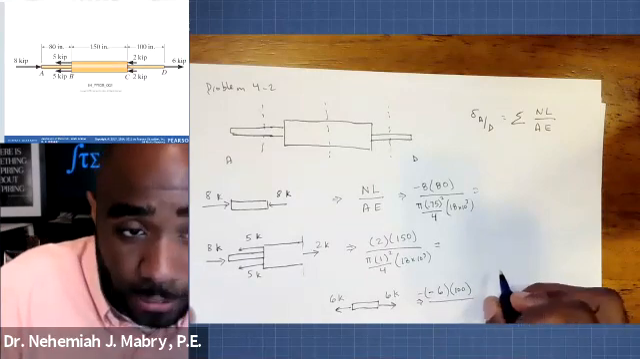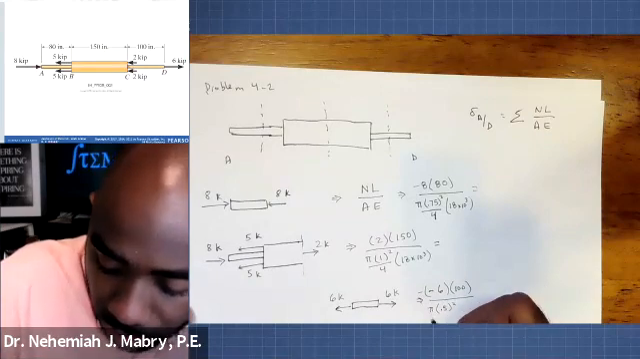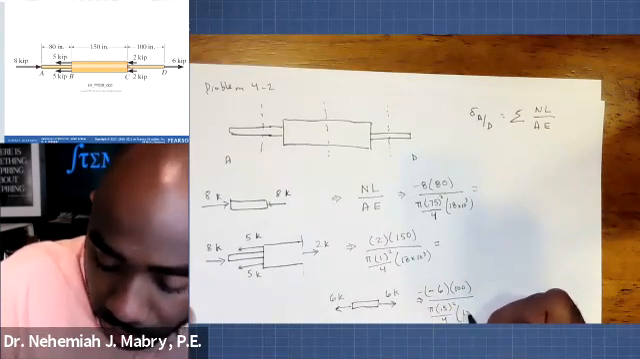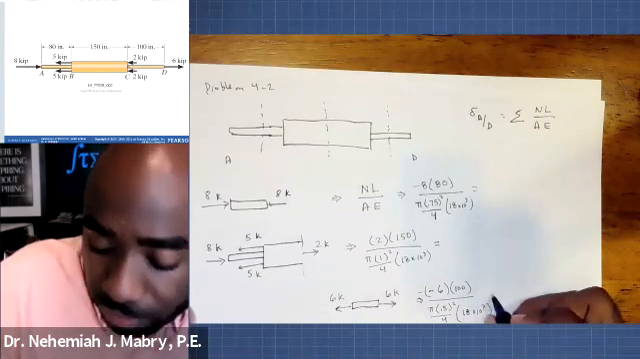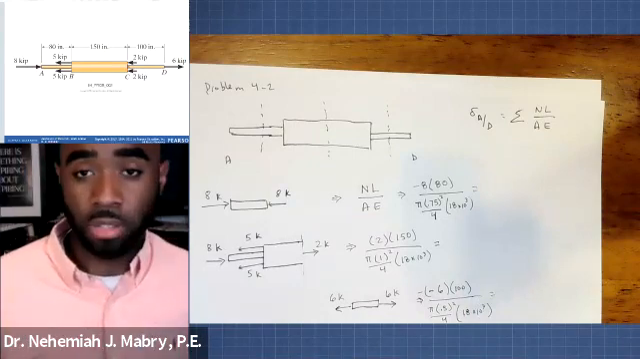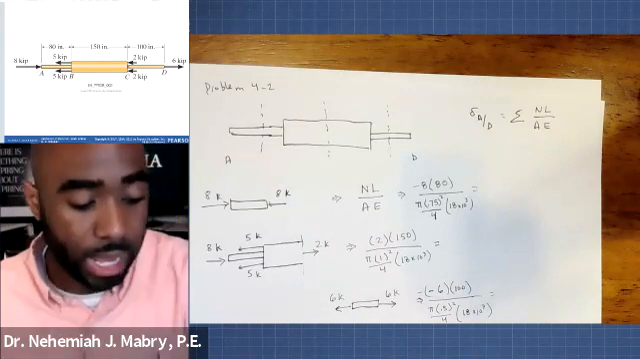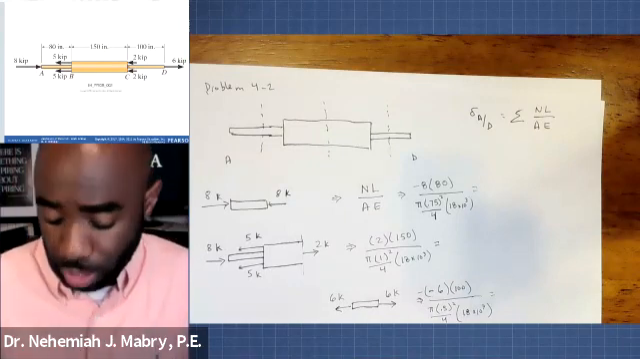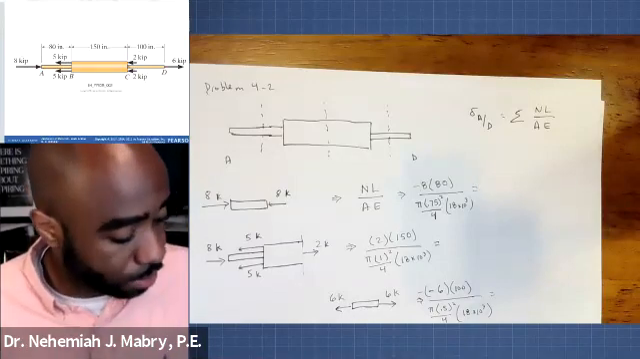The area, pi times 0.5 squared over 4. And then the modulus of elasticity remains the same, 18 times 10 to the 3. So there we are. What we're going to do is add these up as we prepare to solve for this problem.